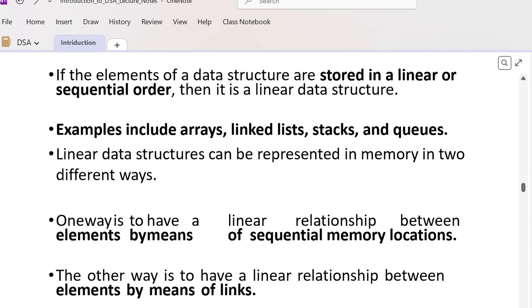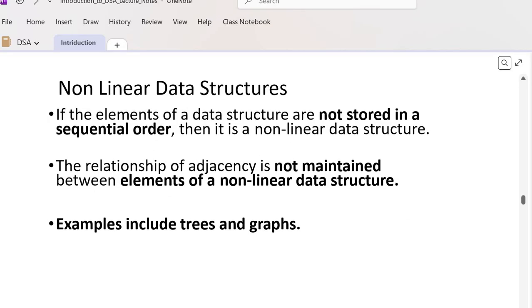So here, linear data structures can be represented in memory in two different ways. One is a sequential memory, where there is a linear relationship between the elements by means of sequential memory locations. And the other way is a linear relationship between elements by means of link representations.